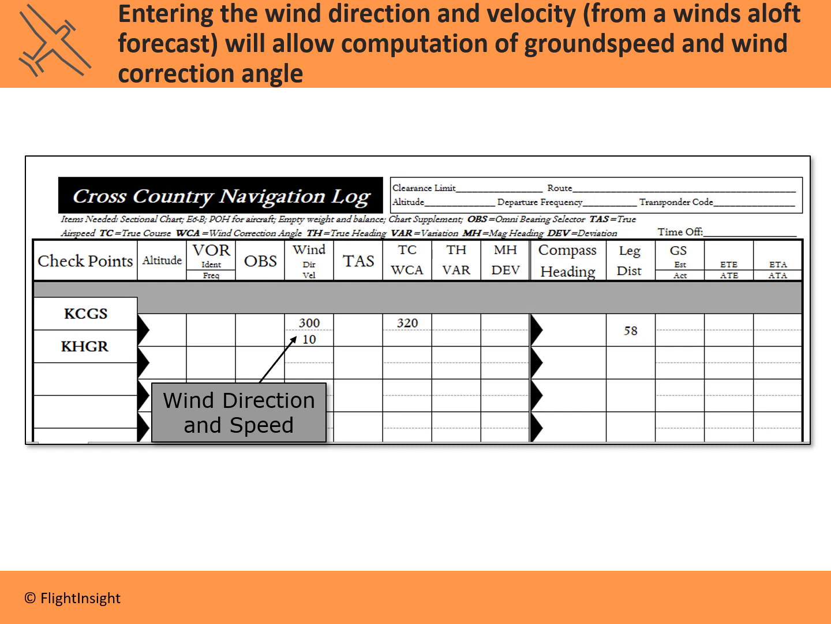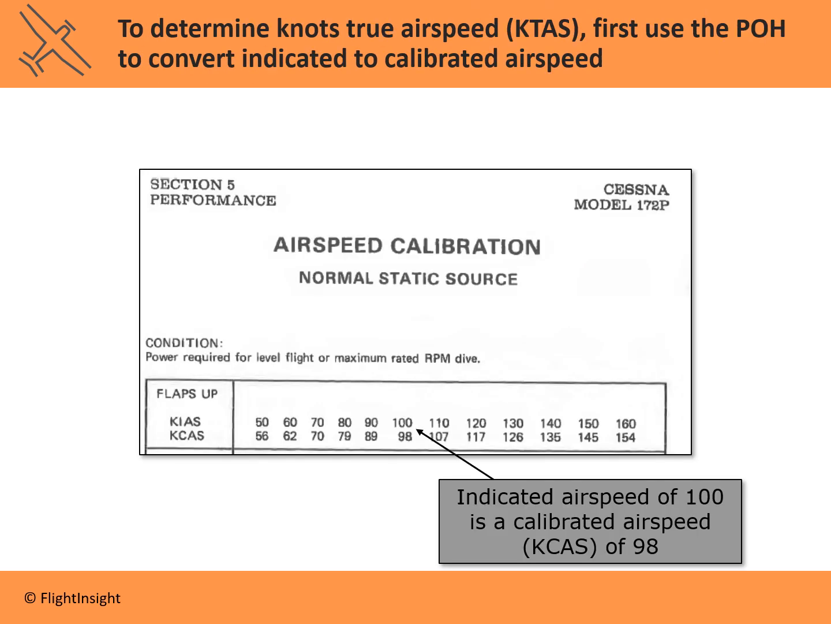Anyways, here's the wind direction and velocity: 300 degrees at 10 knots. So we're going to want that so that we can start computing ground speed and wind correction angles.